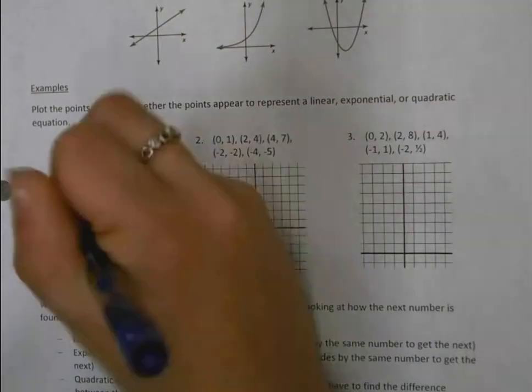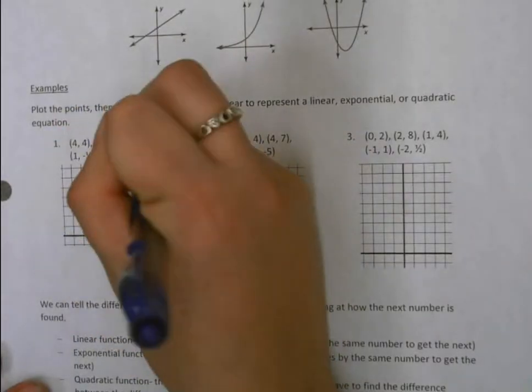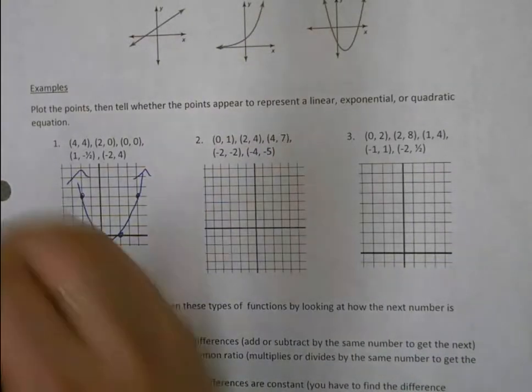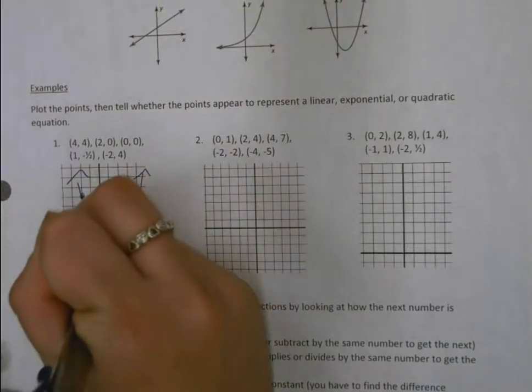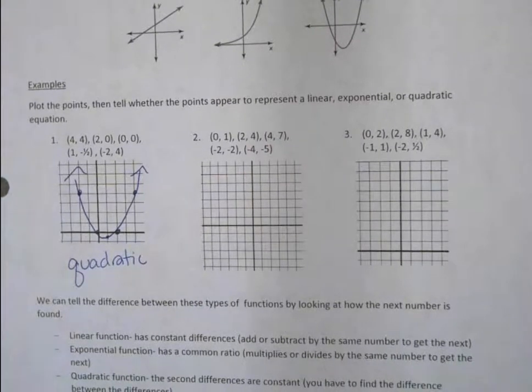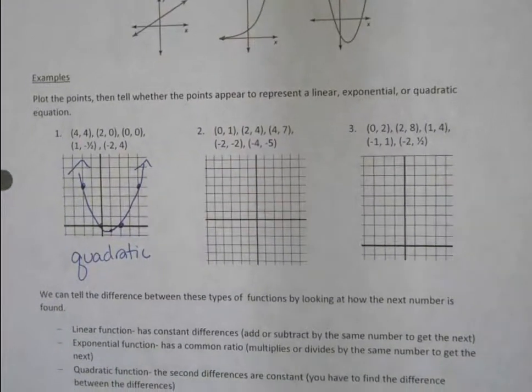So then if I go through and connect my points, which shape is that one? A U. So what's the name of that type of function? Quadratic. Okay. Questions on number 1?